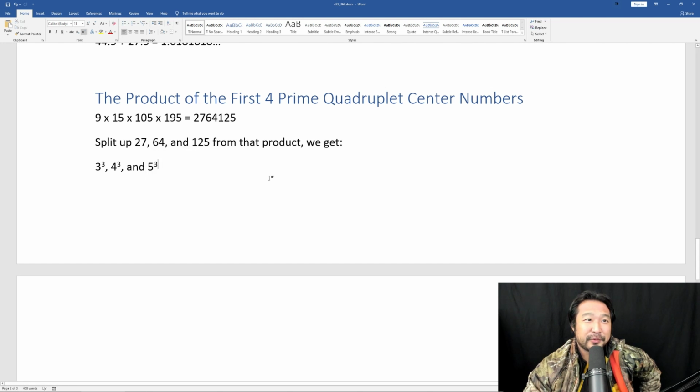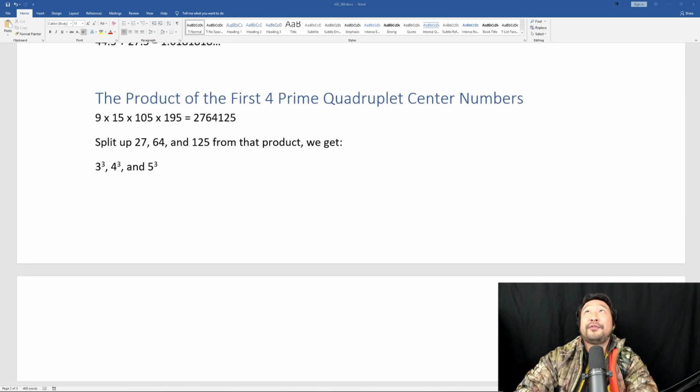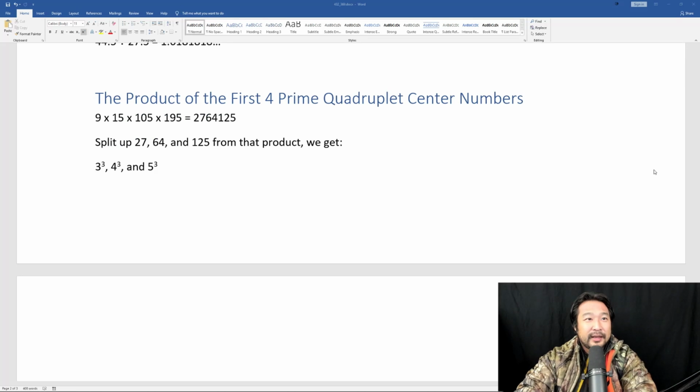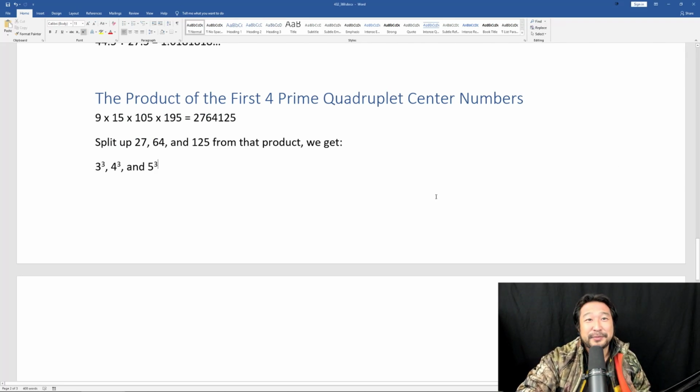Where do we get 3, 4, and 5? All right, so 3, 4, and 5. The Pythagorean triples, 3, 4, and 5. You're going to see 3, 4, and 5 a lot in Pythagoras' theorem, trigonometry, and a lot of other stuff. So that's pretty cool, huh?